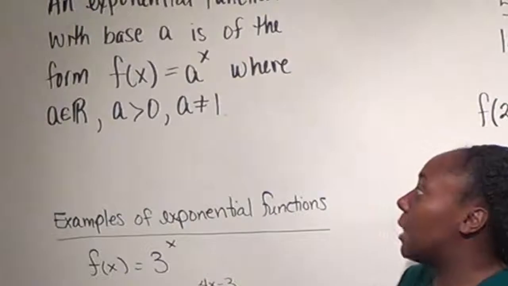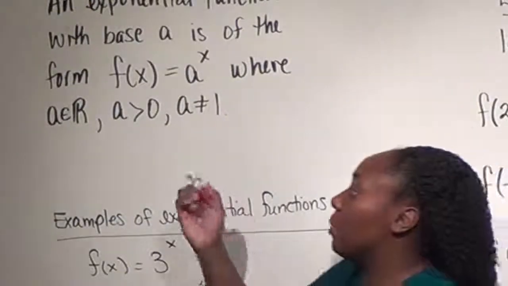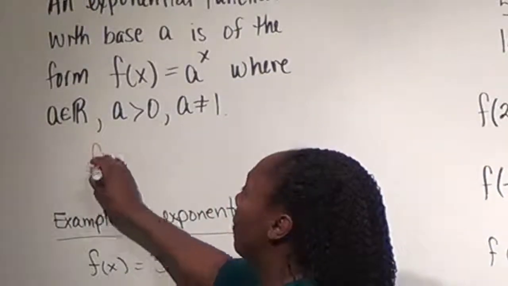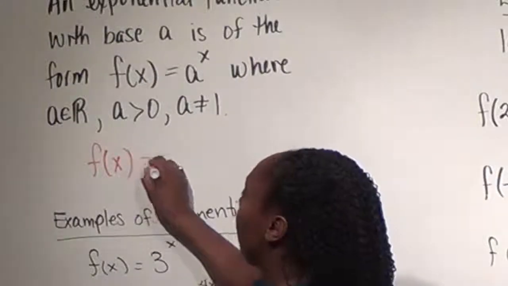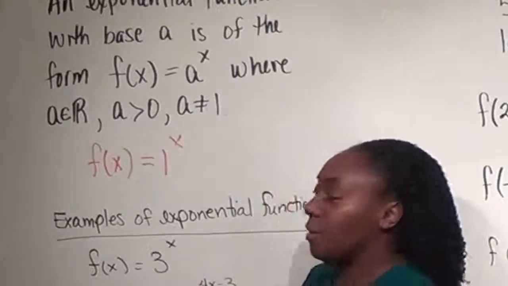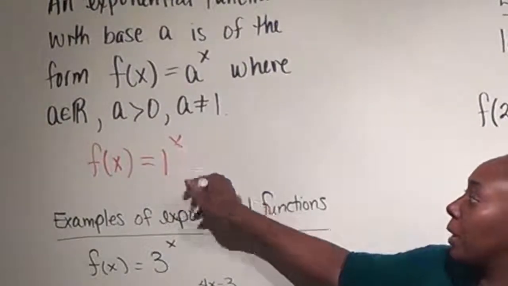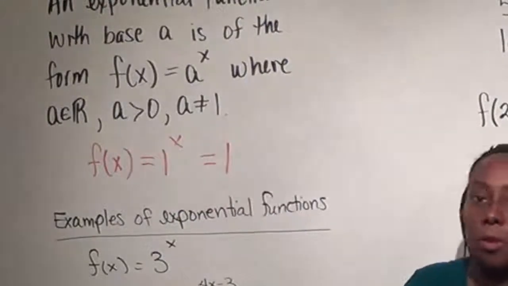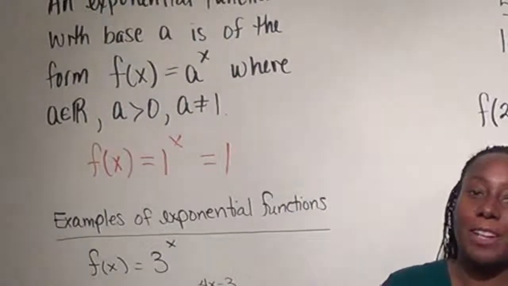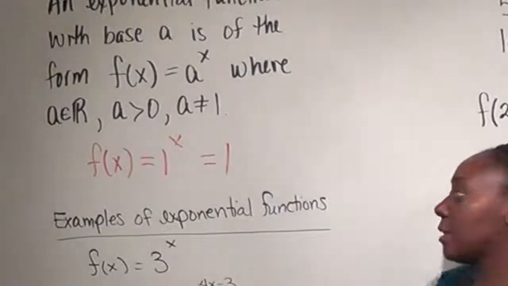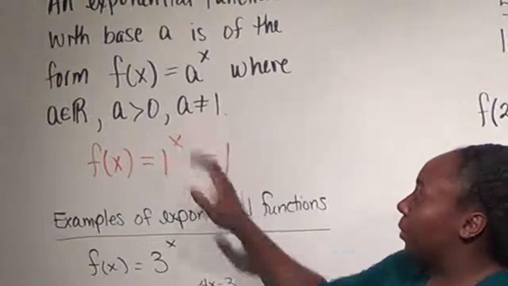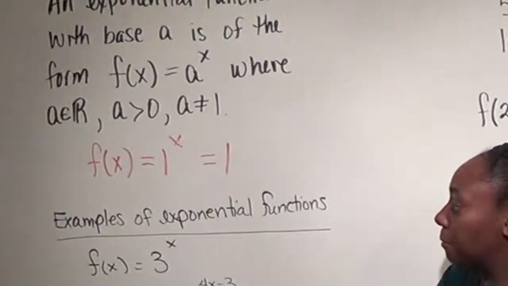And the reason we take a not to be 1 is because if a is 1, we're just looking at the function 1 to the x. And here we can see that no matter what we put in, this is always just going to be 1. So here we're just looking at a straight line, and it's not a very exciting case. So we'll take our base not to be 1.